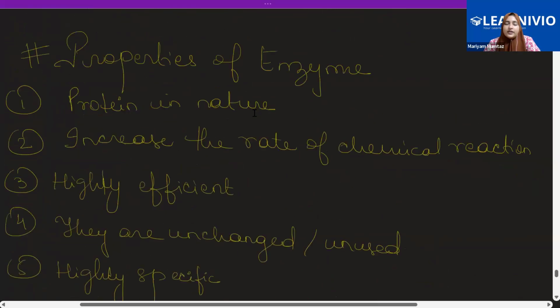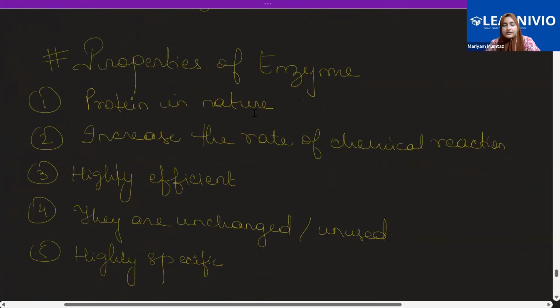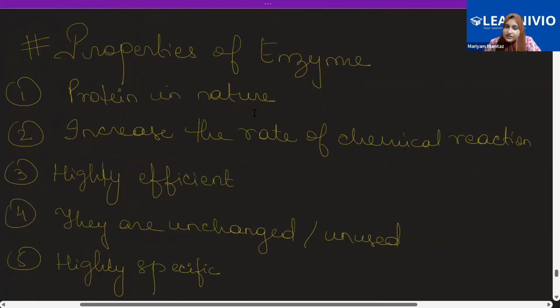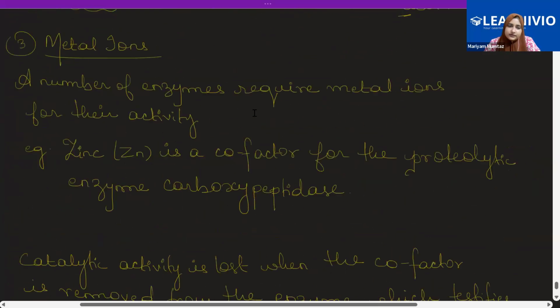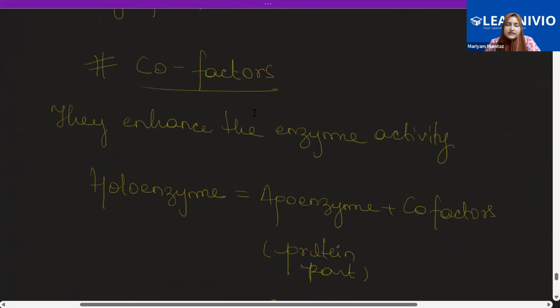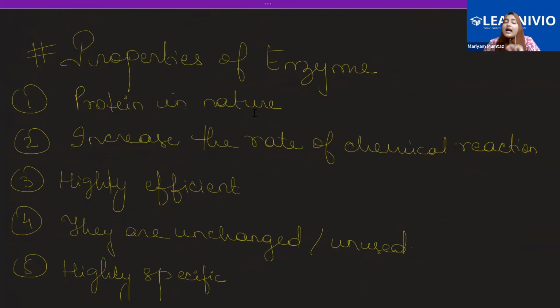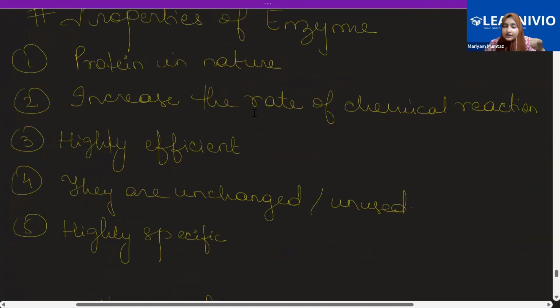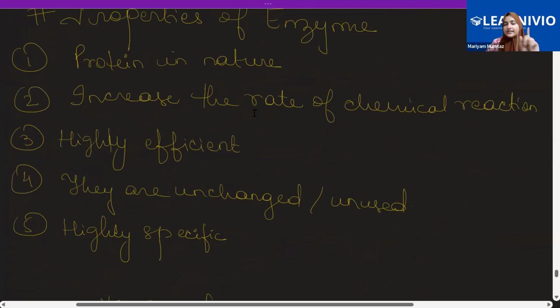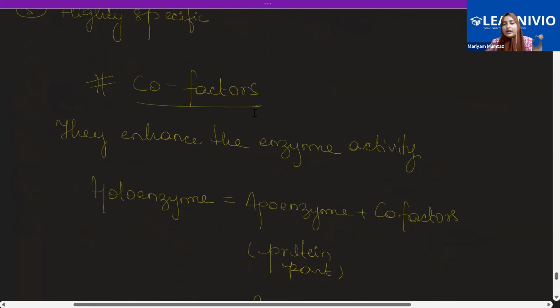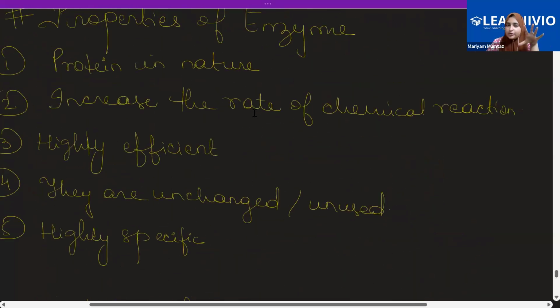Now, talking about properties of enzymes. Enzymes are proteinaceous in nature. I think the chapter is now about to be over, a little bit only. They increase the rate of chemical reaction. They are highly efficient at what they are supposed to do. They are unchanged and unused after every reaction. And they are highly specific, specific for a type of substrate. Now, this was the main enzyme portion.